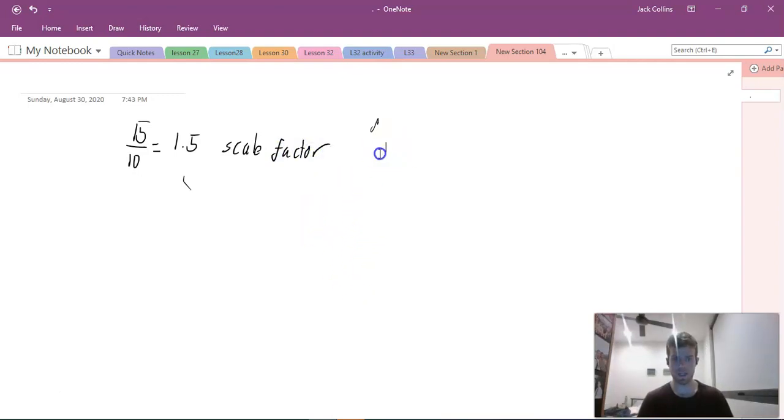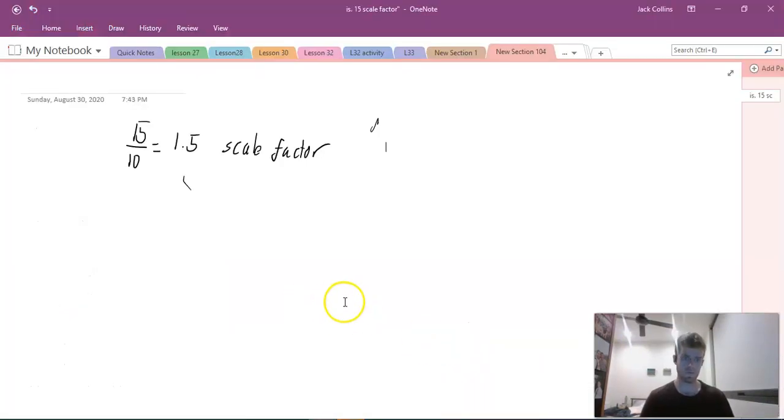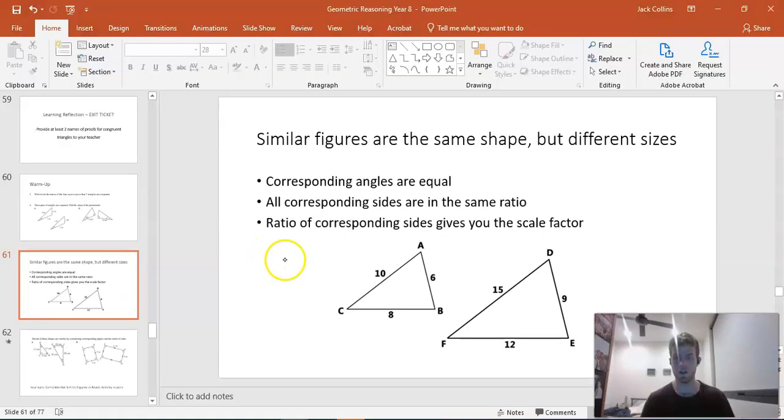And then we can test if it is actually the same scale factor for all sides, because they all need to have the same scale factor. So 10 to 15 is 1.5. Then 8 to 12, or 12 over 8. I'll do it two ways here. See how I've put the larger triangle on top both times. So 12 over 8: 8 goes into 12 1.5 times. And then the last corresponding side is 9 over 6, which is equal to a 1.5 scale factor. So they all have the same scale factor, and you can state that these shapes are similar figures.